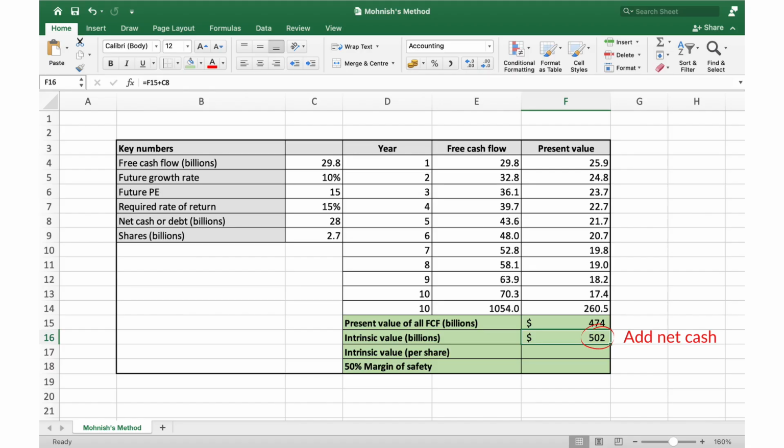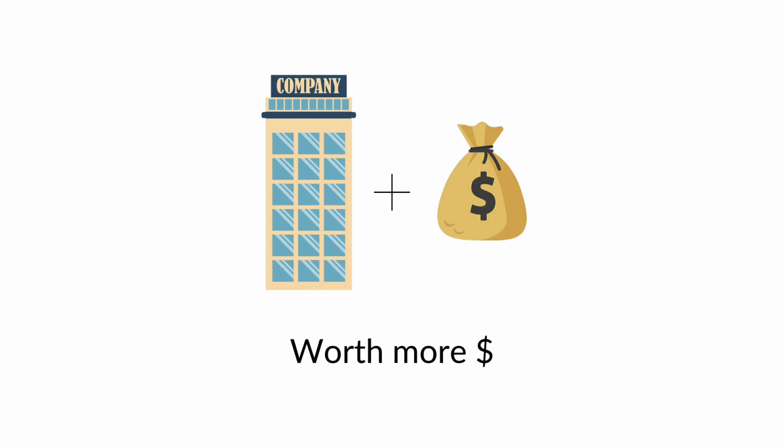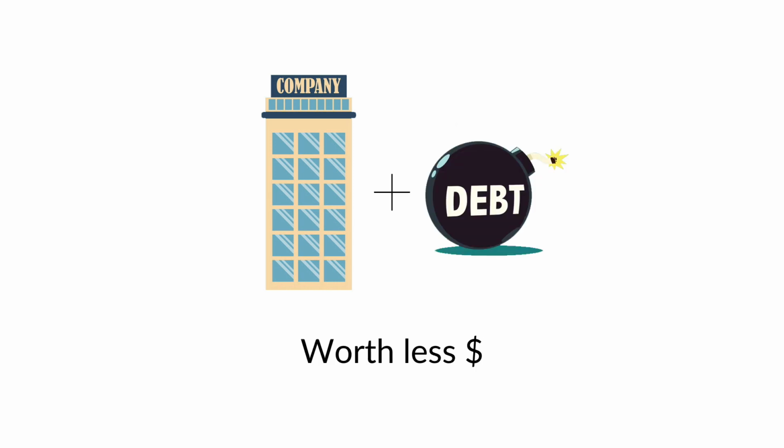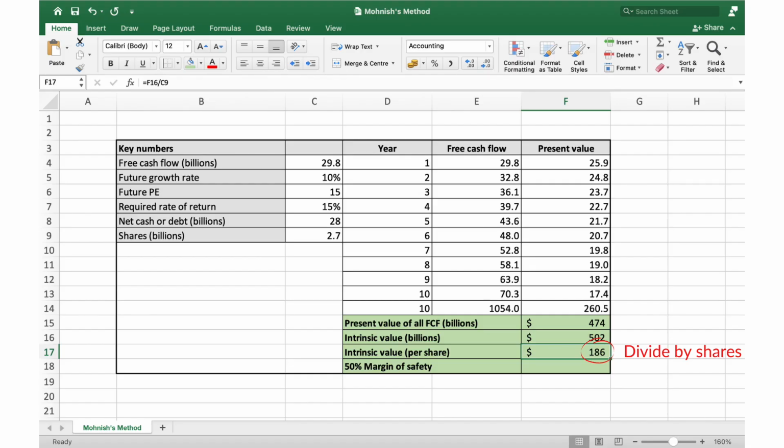Next, we need to add the net cash or net debt. Think of it like this. We would pay more for a business if it came with some cash, and we would pay less for a business if it came with some debt. The final thing we need to do is divide it by the number of shares. The intrinsic value is 186, and with a margin of safety, it is 93.